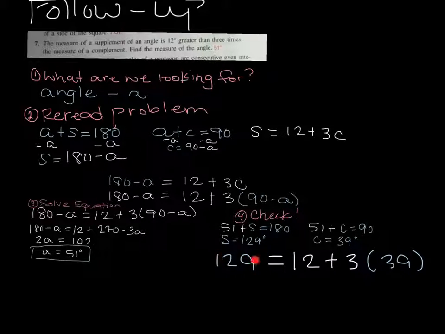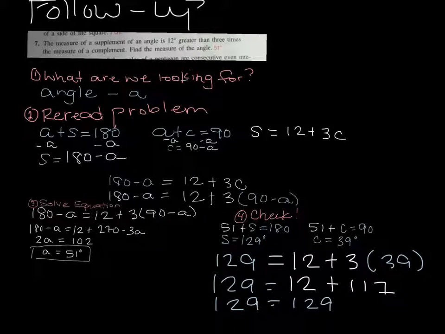If this equation is true, then that means my answer of angle equaling 51 degrees is the correct answer. So after I simplify this side, I get 129 is equal to 129. This is a true statement, which means that the solution I found, our angle is equal to 51 degrees, is the correct answer. Yes.